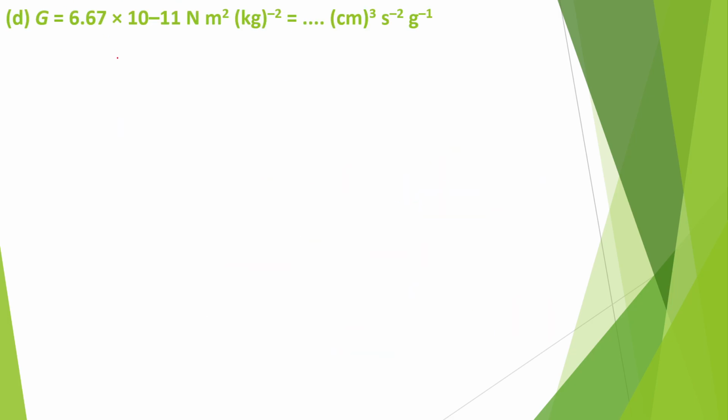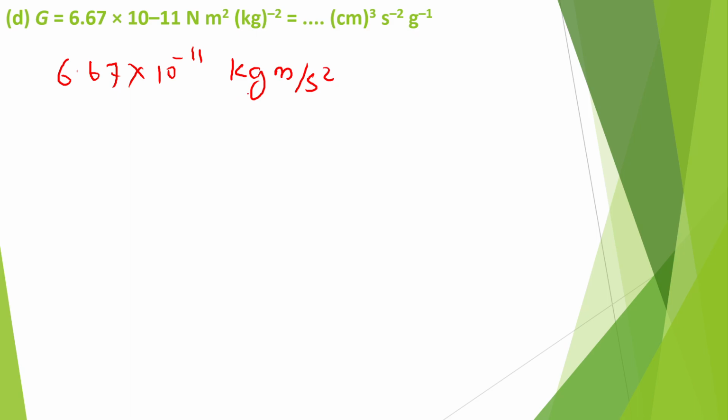G, the gravitational constant, its value is given as 6.67 into 10 to the power minus 11 Newton meter square per kilogram square is equal to how many centimeter cube per second square per gram raised to minus 1. Alright, so you know that Newton is the unit of force, so you can write it as 6.67 into 10 to the power minus 11. Newton means kilogram meter per second square.